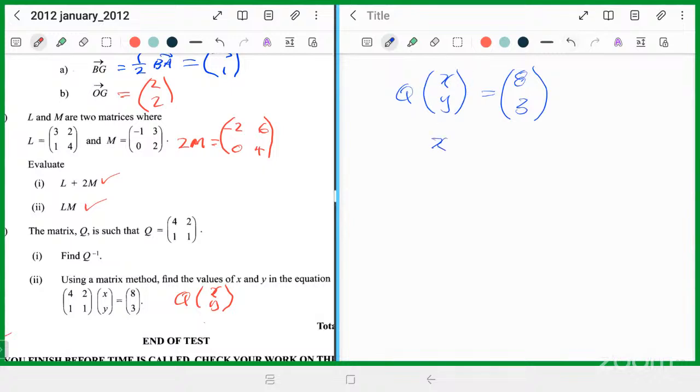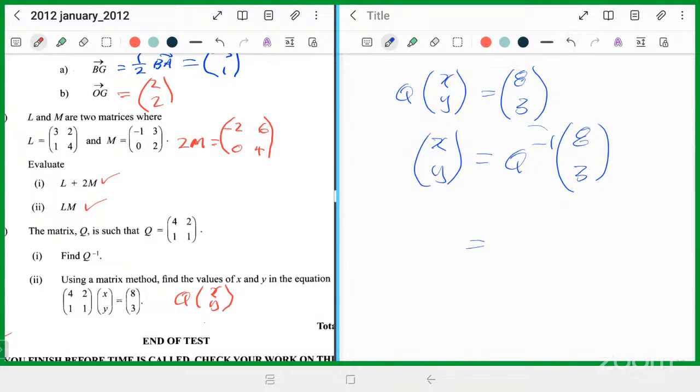And so the XY is going to be equal to Q to the minus 1. That's to go in front. Since it's on the front on this side, the inverse must go in front on the right side. And so you put the inverse in front of the 8, 3 and do this calculation to see what the X and the Y values are.